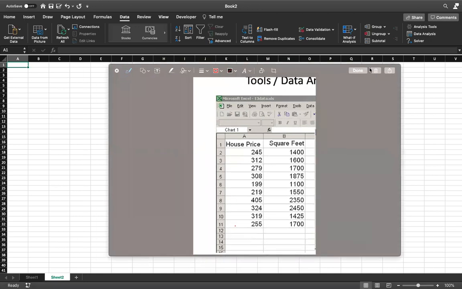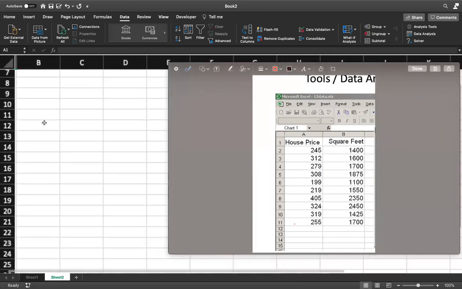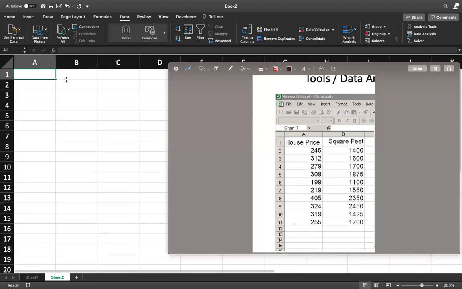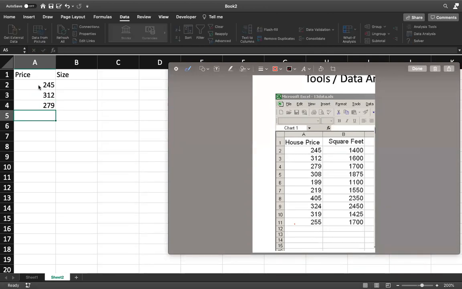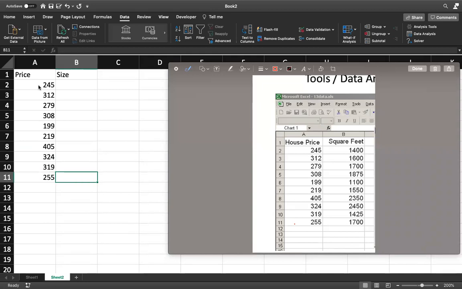So we have two variables, right? The size of the house and the price. We have some data. So price, and then size in square feet. And what are the prices? 245, 312, 279, 308, 199, 219, 405, 324, 319, and then 255.